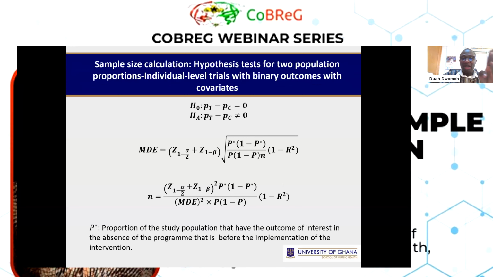You know, so if you look at this one and then the other formula, they are the same. The only thing is that here we are incorporating the fact that apart from our intervention, there are several other factors that have been shown in the medical literature that they can also contribute to the outcome.